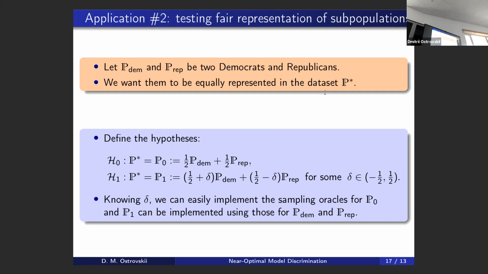So if I know how much H1 is different from H0, so what is delta, and if I have sampling oracles for the Democrats and Republicans, so if I can sample from the pool of Democrats and Republicans, then also, by just mixing these two samples, I have sampling oracles for P0 and P1. If there is some model that is learned on P0 or P1, I will be able to guess on which one it is learned and check my hypothesis. So this is less interesting, but pretty easy.